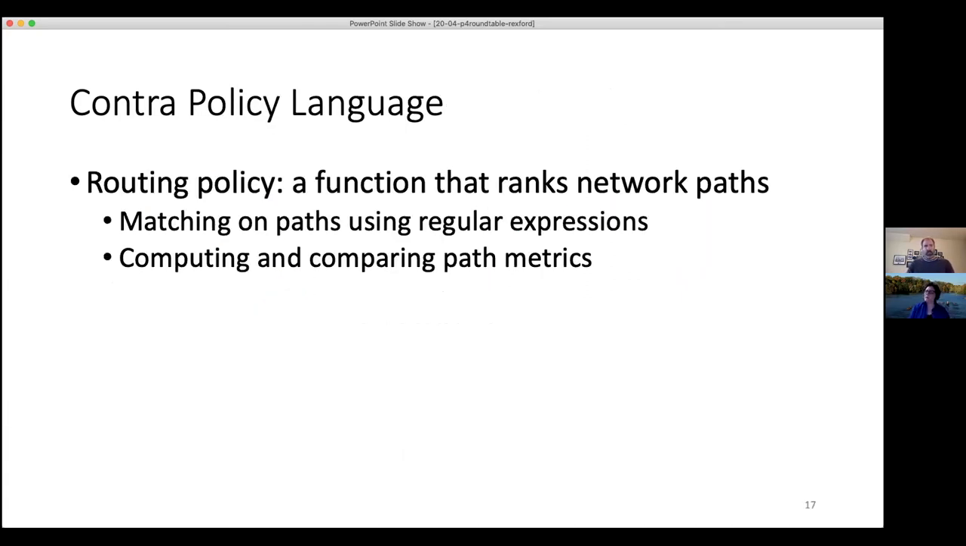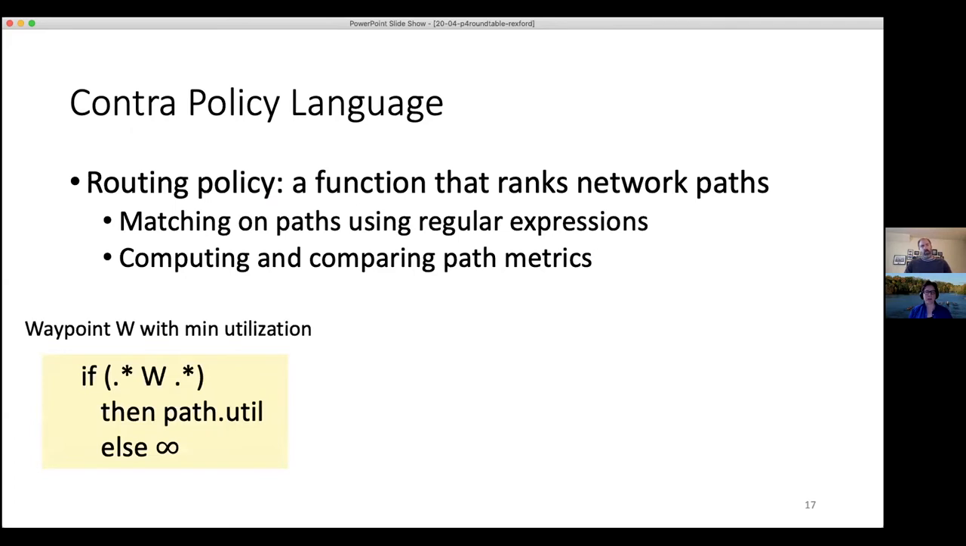Well, the high-level language that the network administrator uses tells us a ranking of network paths that they would like to use. They can match paths based on regular expressions and also compute and compare path metrics. And I'll just give you two simple examples of high-level policies. Suppose you want all traffic to go through middle box W. Then you'd want all packets to have zero or more hops, followed by the hop W, followed by zero or more hops. Among such paths, you might want to pick those with the lowest link utilization or lowest path utilization. And that's what's achieved here.